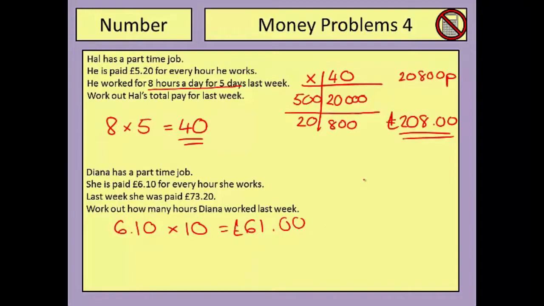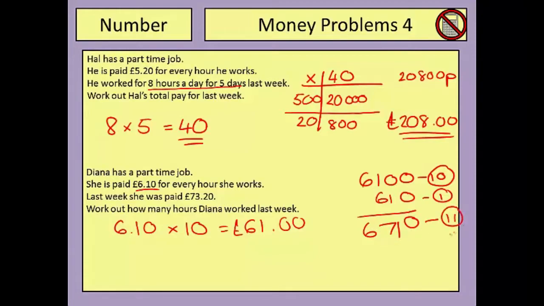So I'm going to turn this into pence, 6,100 pence, and I'm going to add on increments of our hourly wage. Now just a reminder, this is 10 hours she works there to get 6,100 or £61. So if I add on 610, which is 1 hour, I'm going to get the value 6,710 or £67.10. That's 11 hours worth of work for her.